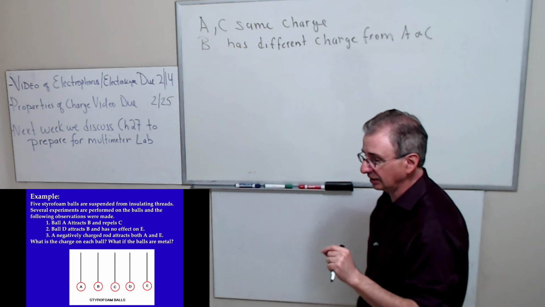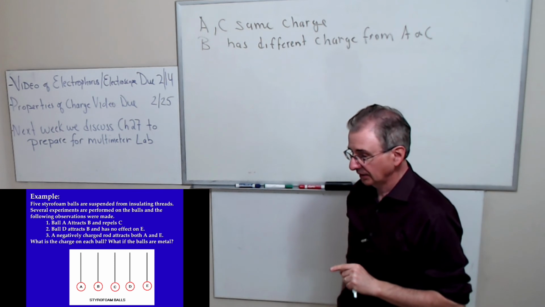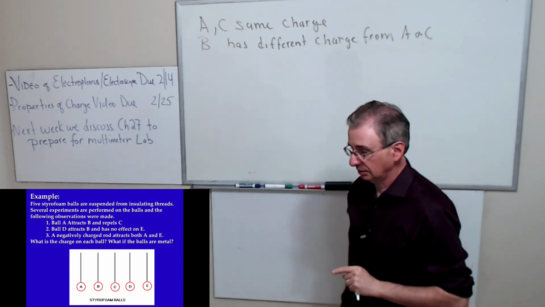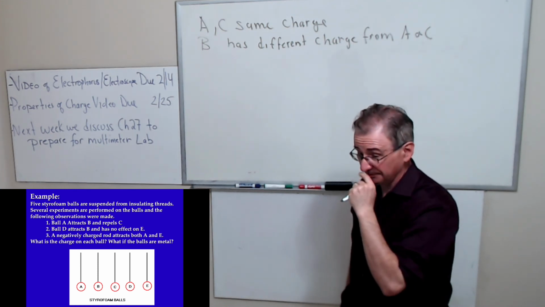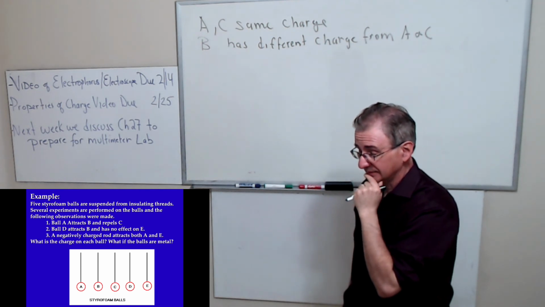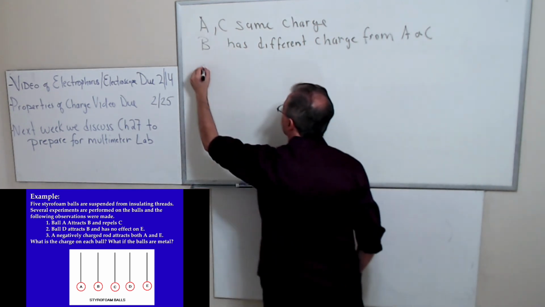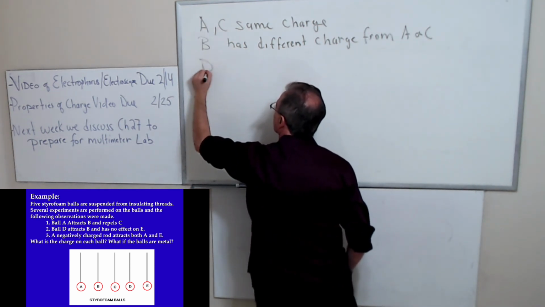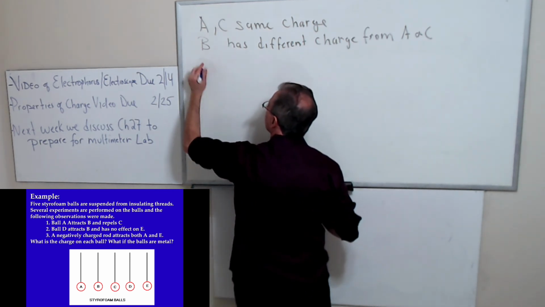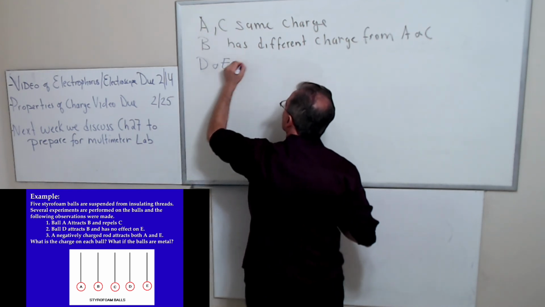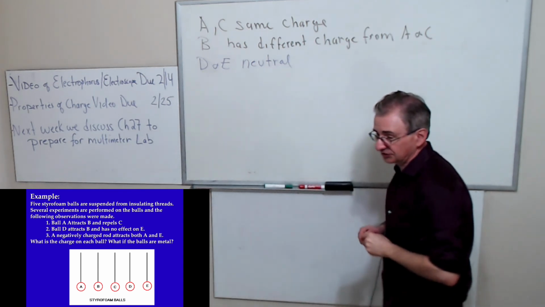Okay, so let's look at statement 2. It says ball D attracts B, but D has no effect on E. So what does that say about D and E? Both neutral. Yeah, D and E have to be neutral. That's what that statement tells you.